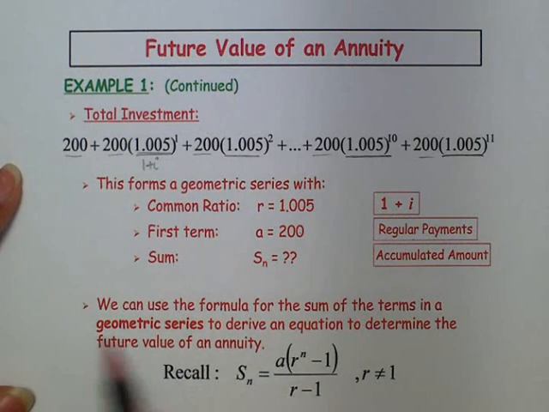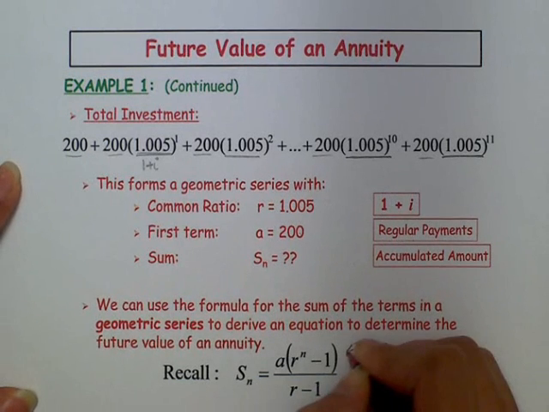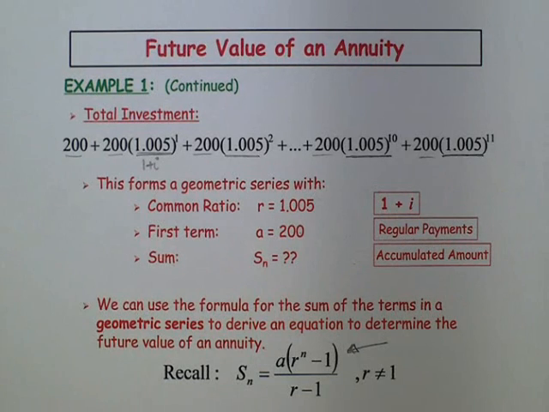Okay, so we can use the formula for the sum of the terms in a geometric series to derive an equation to determine the future value of an annuity. So we're actually going to use this formula, the sum of the terms in a geometric series, to figure out what the future value of an annuity formula is going to look like.